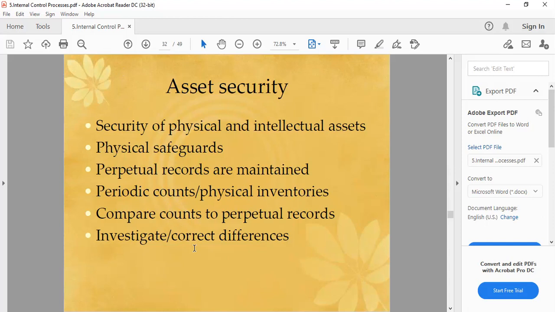So the differences could be a matter of unrecorded items, fraudulent transactions which are done, or fictitious sales, which would explain why our inventories are still more, but our sales are also more. So there can be a lot of things that could be the result of such investigation for asset security.